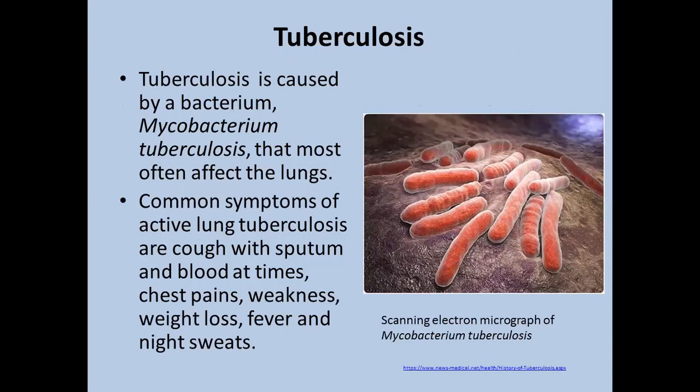The second disease concerned with the breathing system that we're going to talk about is tuberculosis. And this is caused by a bacterium, Mycobacterium tuberculosis. Here is a falsely colored scan electron micrograph of that particular kind of bacterium. And while it can affect various parts in the body, it most often affects the lungs. So it's possible to get tuberculosis of the bones and other parts of the body.